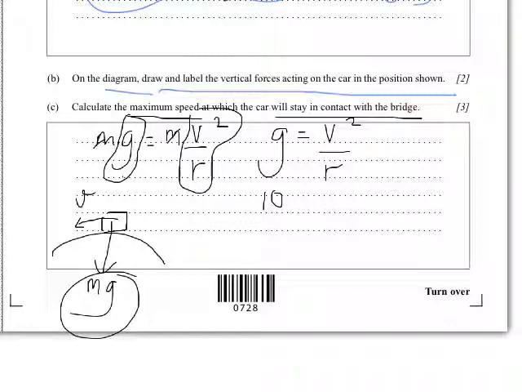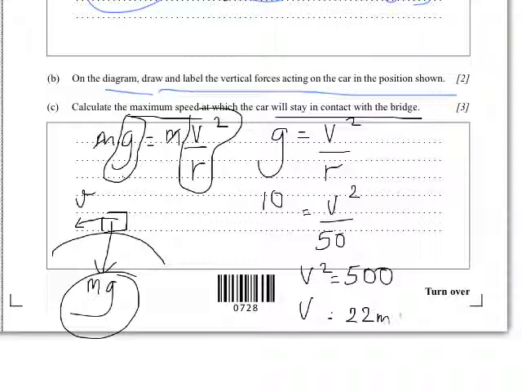So try and use that one instead of 9.81. We have 10 equals v squared over 50 meters. Okay, so v squared equals 500, and then your value for v, do a quick calculation. Oh, where's my calculator? Square root of 500, 22 meters per second.